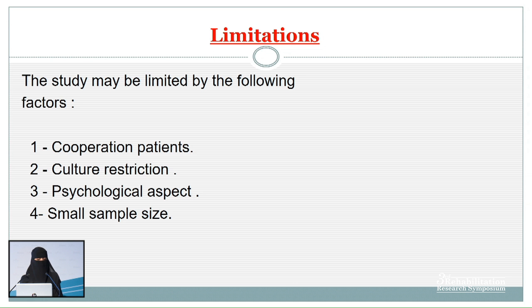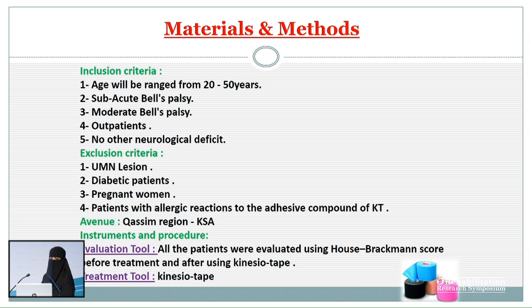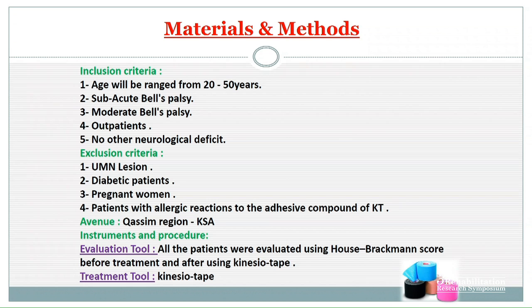Materials and methods, including criteria: age ranged from 20 to 50 years, subacute palsy, moderate palsy, outpatient, no other neurological defect. Exclusion criteria: upper motor neuron lesion, diabetic patients, pregnant women, patients with allergic reaction to kinesiotape.